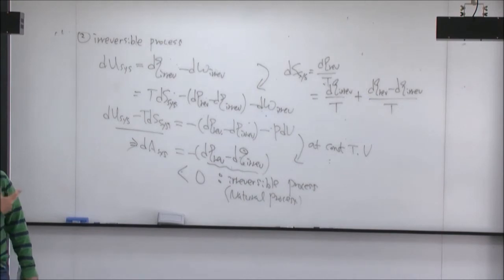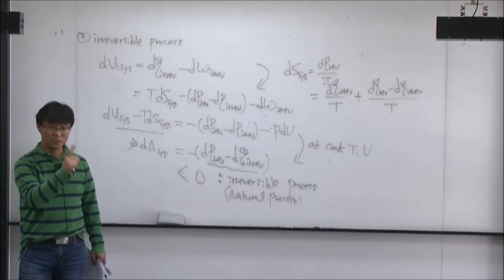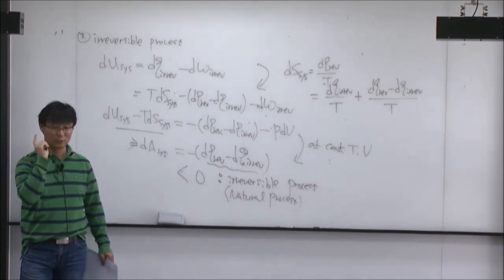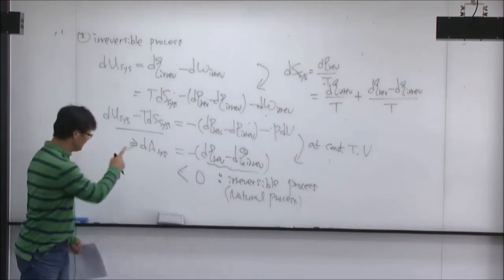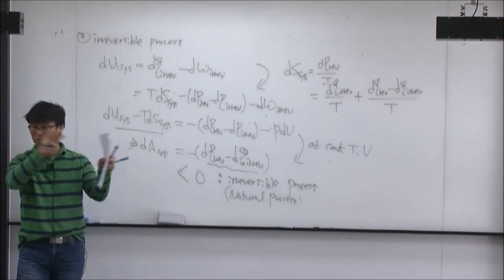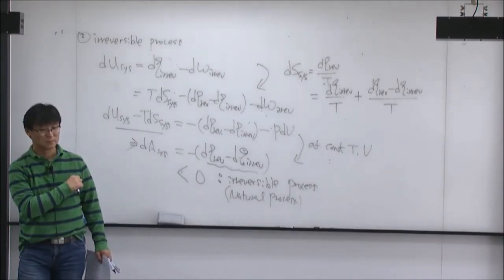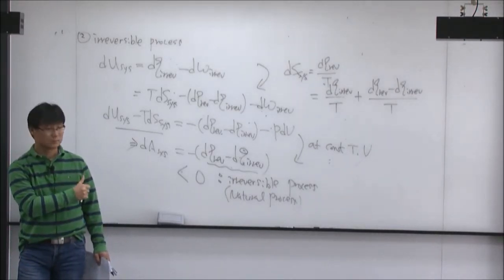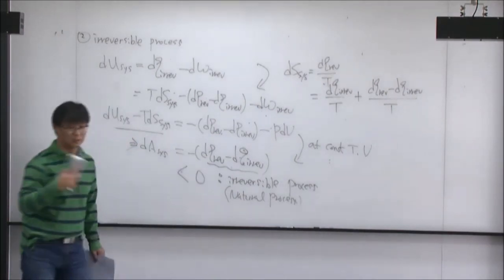Okay? It's nice, yeah? Now finally we got the one function which can tell spontaneous or equilibrium condition in my system by using only system values. That's important. I don't have to worry about surroundings anymore. Is it okay? Good? So, using a similar concept, Gibbs actually derived another one.